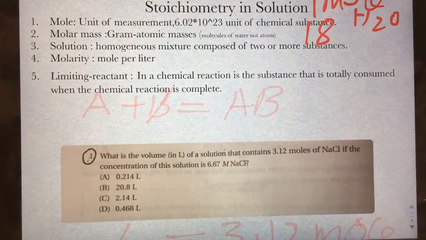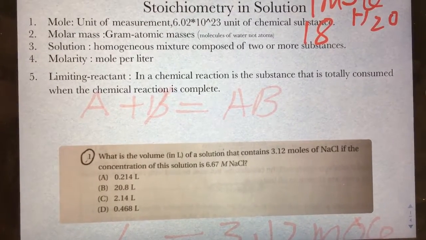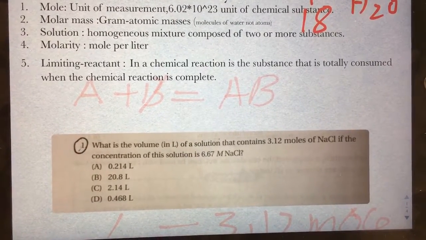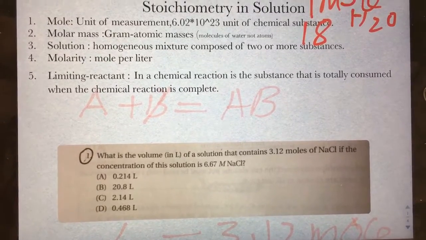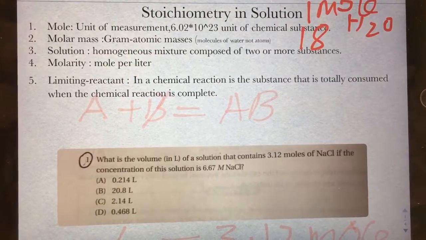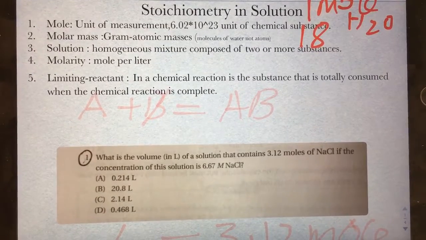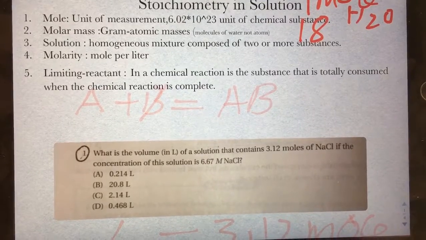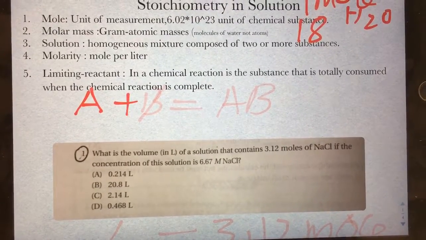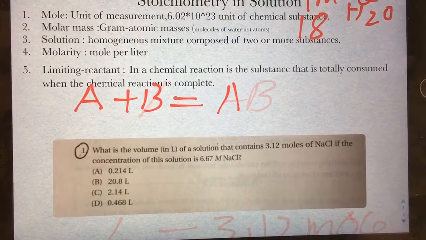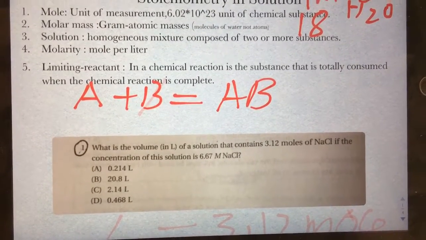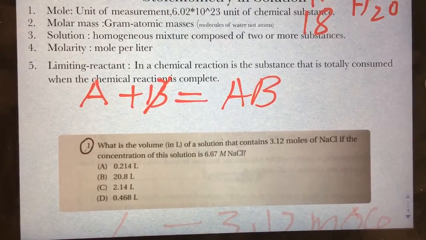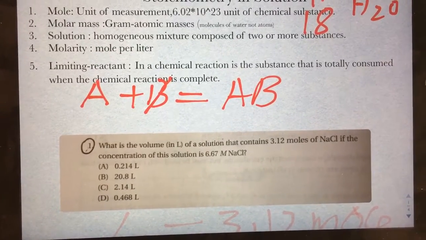And the fifth one, limiting reactant. It is during a chemical reaction. When the chemical reaction is complete, the reactant that is completely used up is the limiting reactant. For example, we have a reaction A plus B equals AB. When this reaction is complete, B is the first reactant that's running out. So B is the limiting reactant.